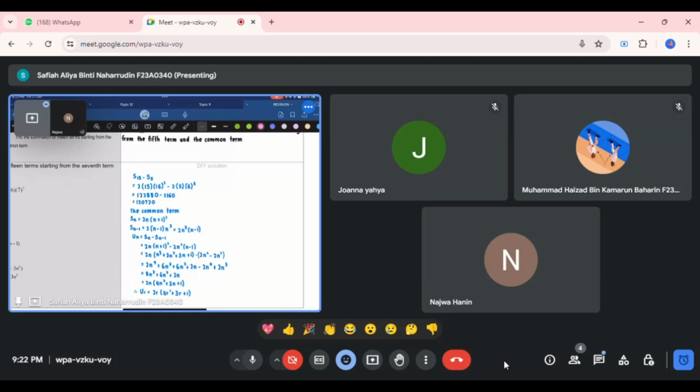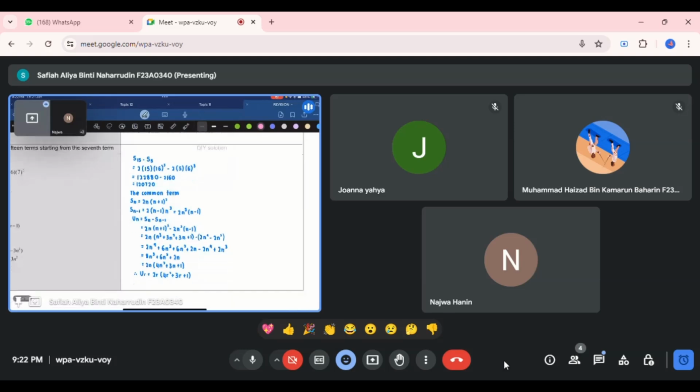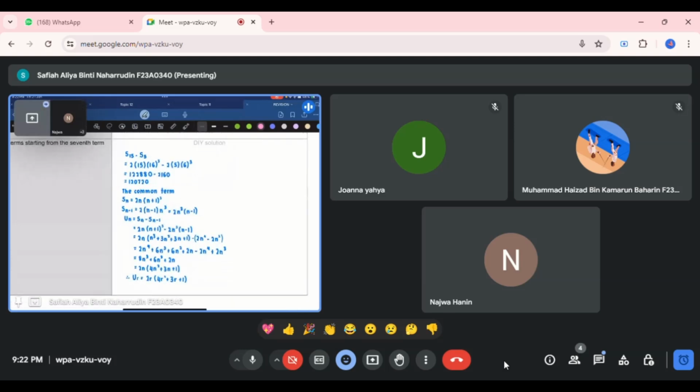120,720. So to find the common term, the sum of the first n terms is equal to 2n times (n plus 1) to the power of 3. So as n equals 1, the term u_n is equal to S_n minus S_(n minus 1).